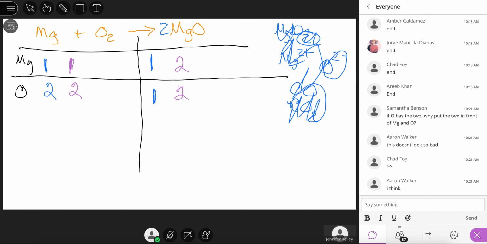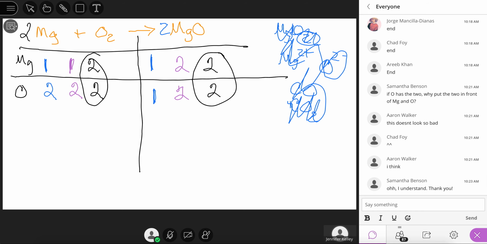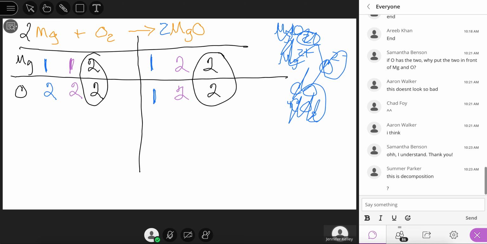So then we're going to put a 2 here. And by doing that, we'll have 2 magnesium, 2 oxygen, and over here 2 magnesium and 2 oxygen. And now that they both match, it's balanced. The thing is that what we're doing is not necessarily adding magnesium to our equation or subtracting it. What we're doing is trying to find out what's actually happening. And to figure out what's actually happening, you have to balance it to figure out how many of these go with how many of those.